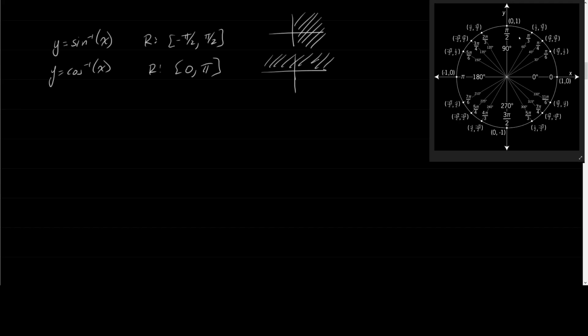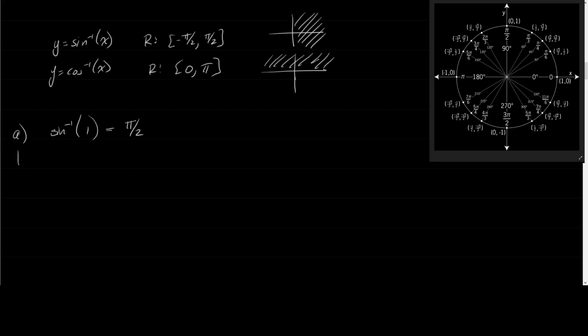So when I ask the question, let's rewrite this, what is sine inverse of 1, for example? All right, well, this one's easy. There's only one spot on the unit circle that has that, right? If I look at the y values of the unit circle, this is the only spot where I have sine being equal to 1. So sine inverse of 1 is simply pi over 2.